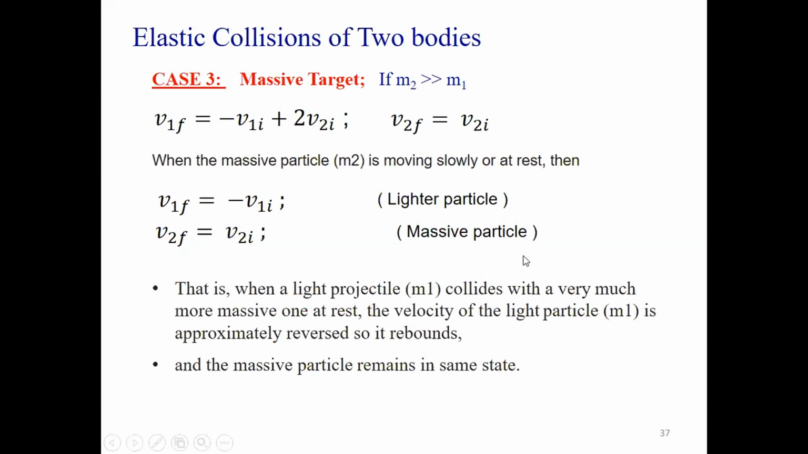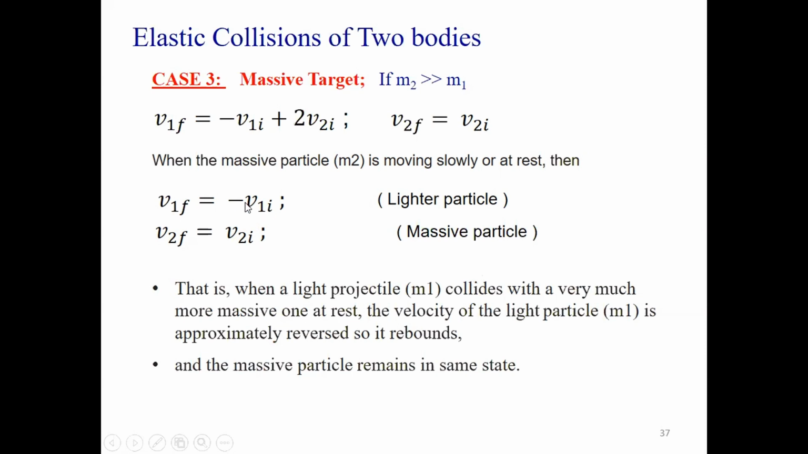Here we see another very good example of a massive target. If the mass M2 is very, very large as compared to the mass M1, then we have these simplifications. V1F is equal to minus V1I plus 2 times V2I, and the final velocity of the particle number 2 is the initial velocity of the particle. So if the massive particle is moving slowly or at rest, then we say that the lighter particle will have the velocity minus times the initial velocity.